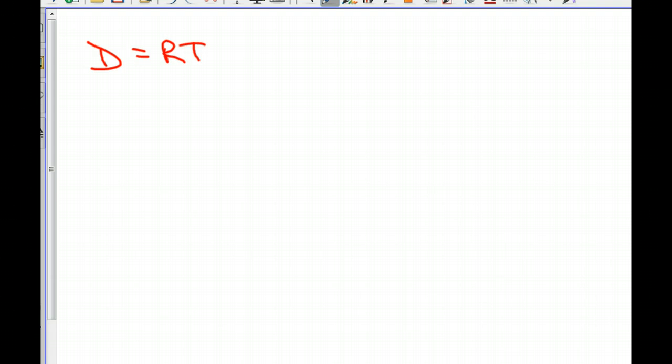Now, a lot of the times you're not going to be just finding distance. Sometimes they're going to be asking you to find rate. What does rate equal? Distance over time. Okay, how about time? What does time equal? Distance over rate. So those are the 3 formulas that you use that have to do with distance, speed, and time.